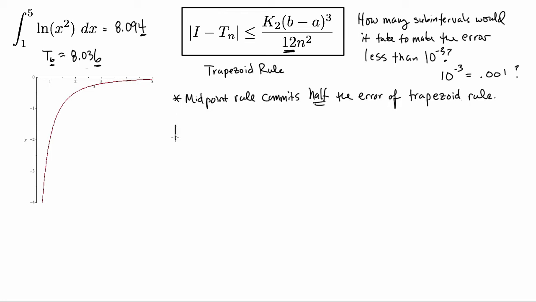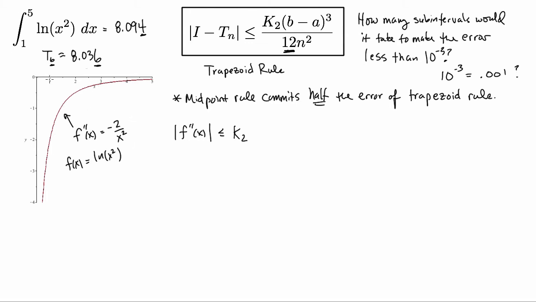Remember, K2 is if you take the function and look at its second derivative on the interval from a to b, in this case 1 to 5, it's less than or equal to this K2 value. And so the first thing I want to do is figure out what K2 is. I've provided us with a nice graph over here. This is the graph of the second derivative of the function f, which happens to be negative 2 over x squared. So if you're looking at the function natural log of x squared, its second derivative is graphed here.